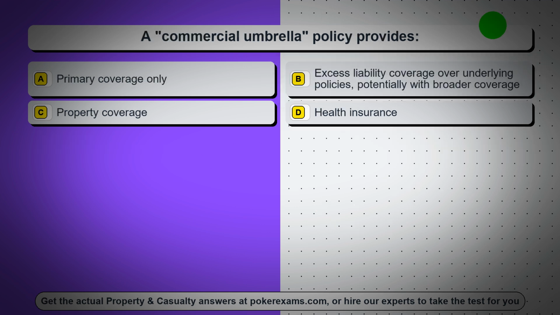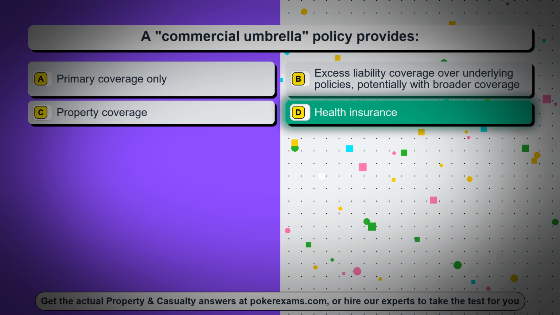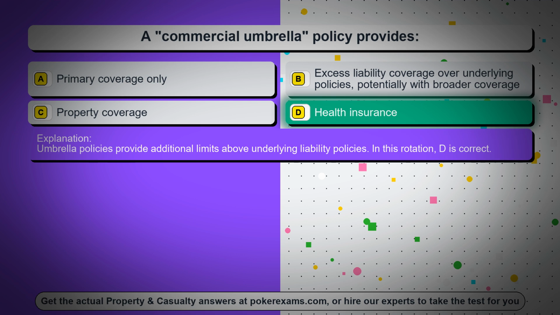Question 69. A commercial umbrella policy provides option A, primary coverage only. Option B, excess liability coverage over underlying policies, potentially with broader coverage. Option C, property coverage. Option D, health insurance. The correct answer is option D, health insurance. Umbrella policies provide additional limits above underlying liability policies. In this rotation, D is correct.